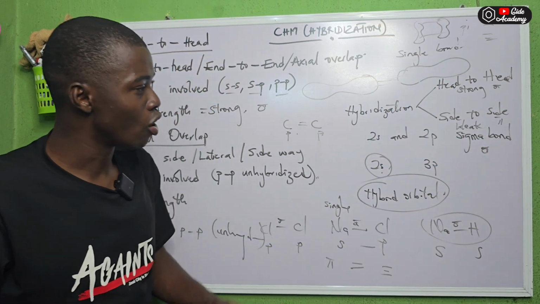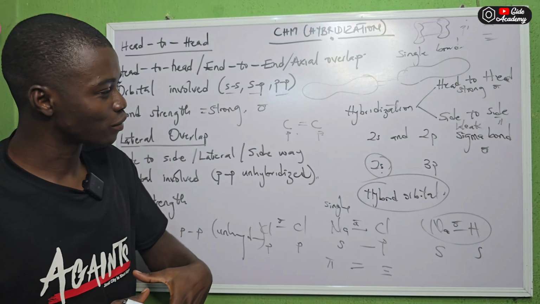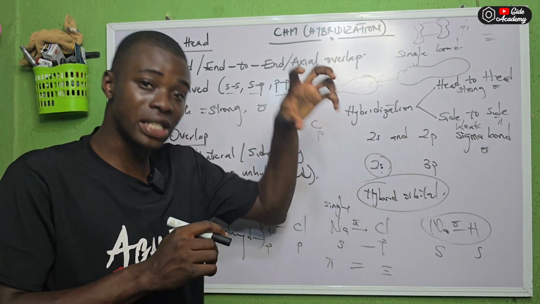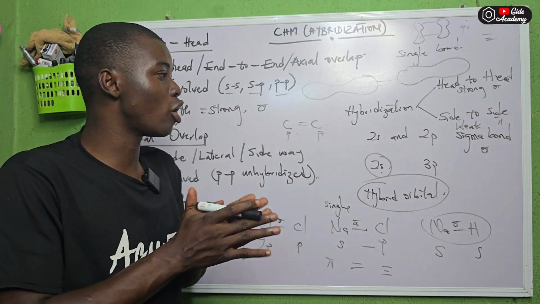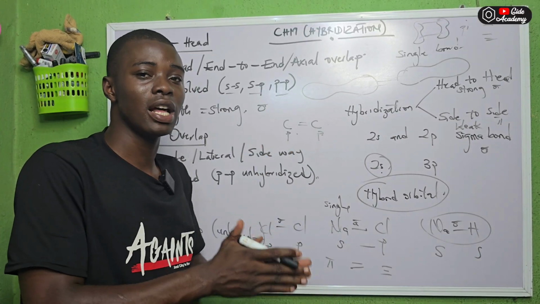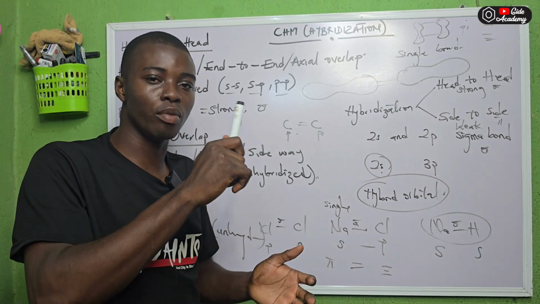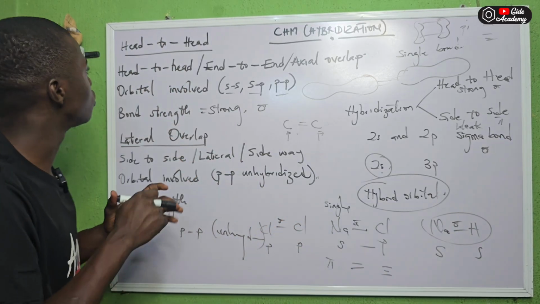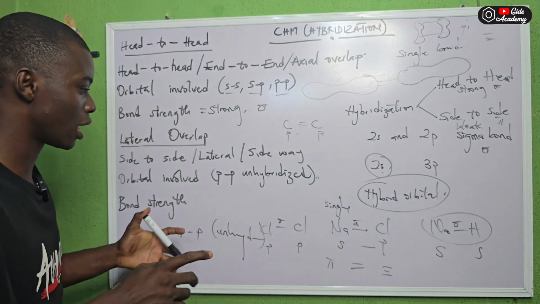And please take note, for every double bond or triple bond, there is a sigma bond inside. So that doesn't mean all the bonds in a double or triple bond are pi. No. One of the bonds is actually sigma, while the others are pi. So that should be the end of this particular class.